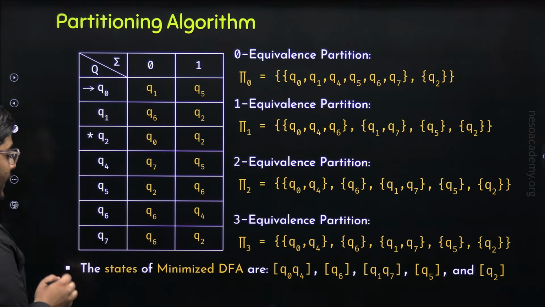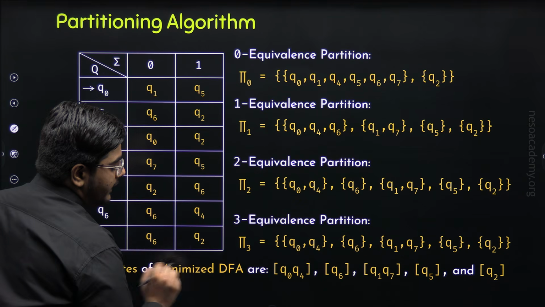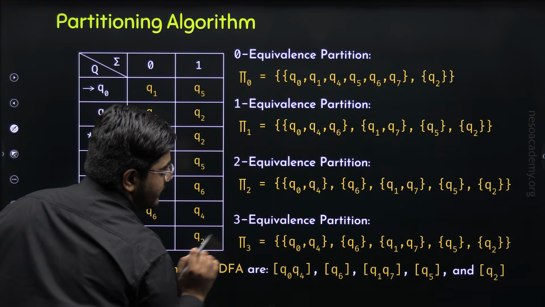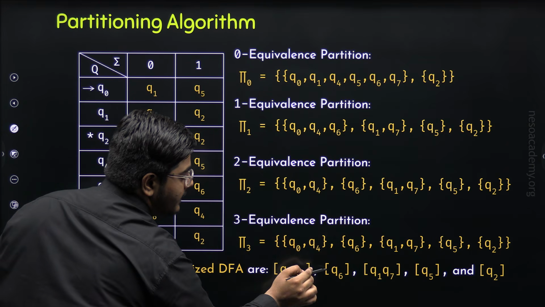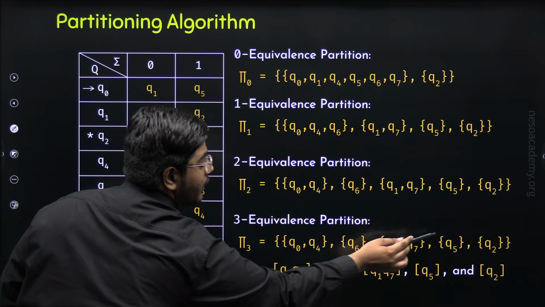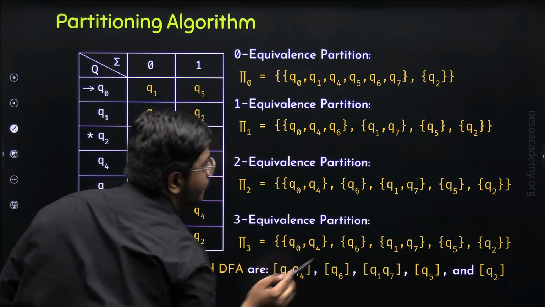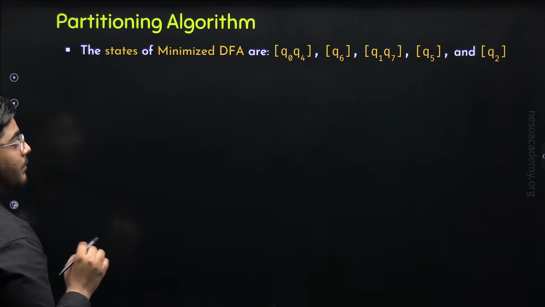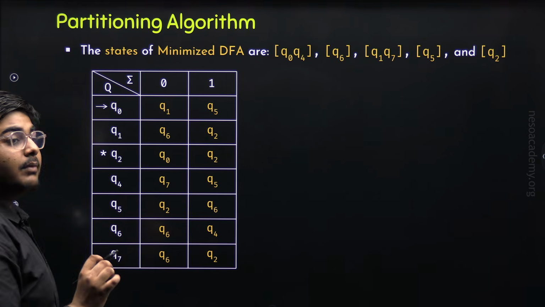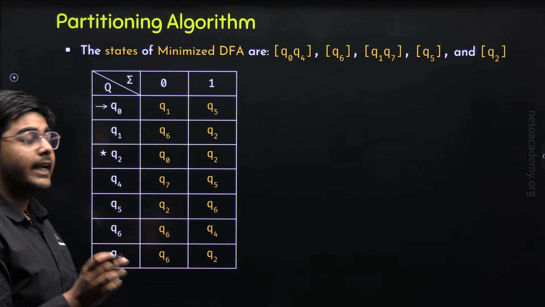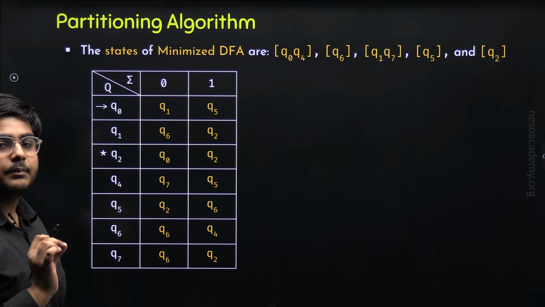So we can say that the states of the minimized DFA are Q0, Q4 combined together as a single state, Q6, Q1, Q7 combined together as a single state, Q5 and Q2. So these are the 5 states of our minimized DFA. And this is the transition table of our original DFA after eliminating the unreachable state, which was Q3.